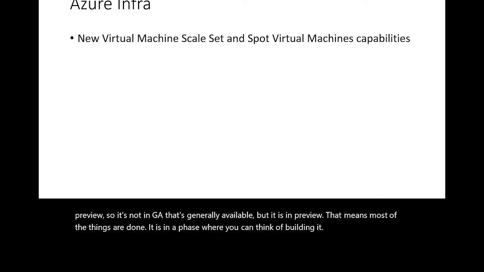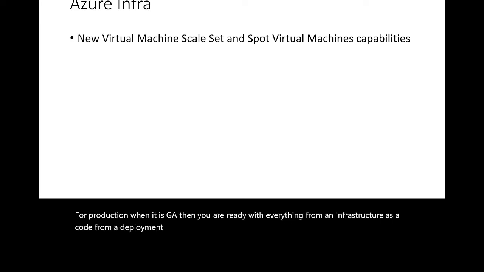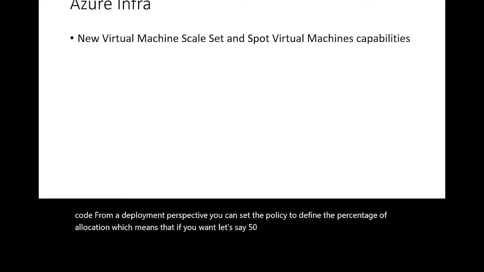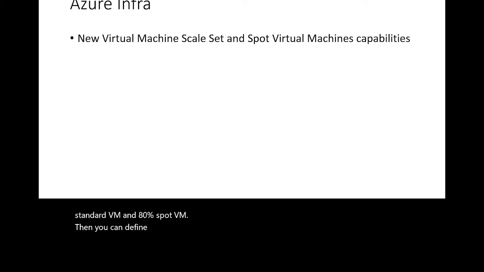When it is GA, then you are ready with everything from an infrastructure as code or deployment perspective. You can set the policy to define the percentage of allocation, which means that if you want, let's say, 50% standard VM and 50% Spot VM, or 20% standard VM and 80% Spot VM, then you can define it using Azure policy, right?